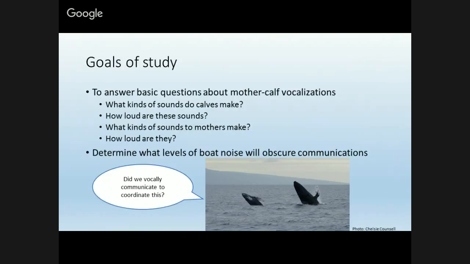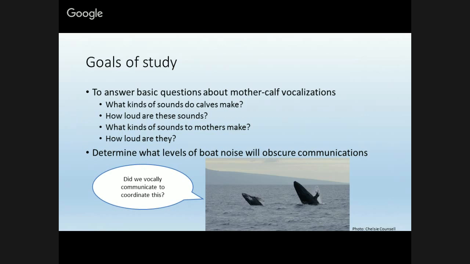So the goal of the study was to answer basic questions about mother-calf vocalizations. What sounds are they making? For example, what frequencies are they using? How loud are they? What kinds of sounds? For example, they're frequency modulated, so they change in pitch, or they're amplitude modulated, where it's the same frequency, but they change how loud it is. And then there are other things like grunts and percussive sounds, such as when they breach or peck slap or tail slap. We believe those can be used for communications as well.